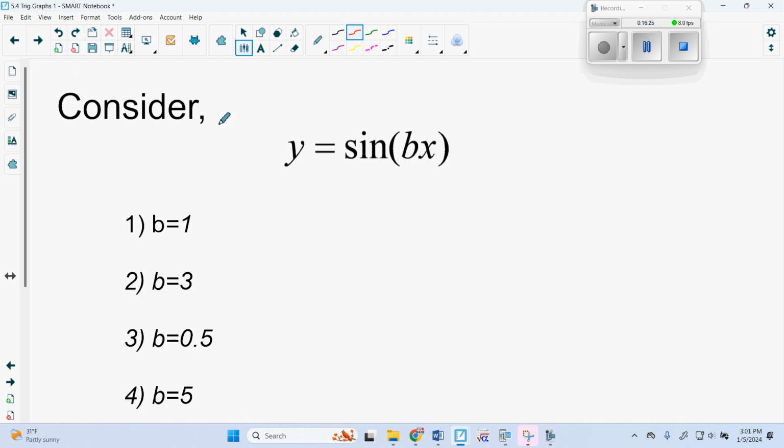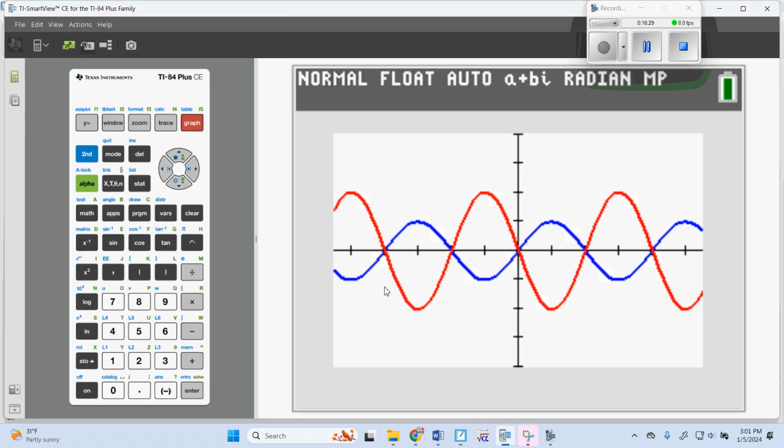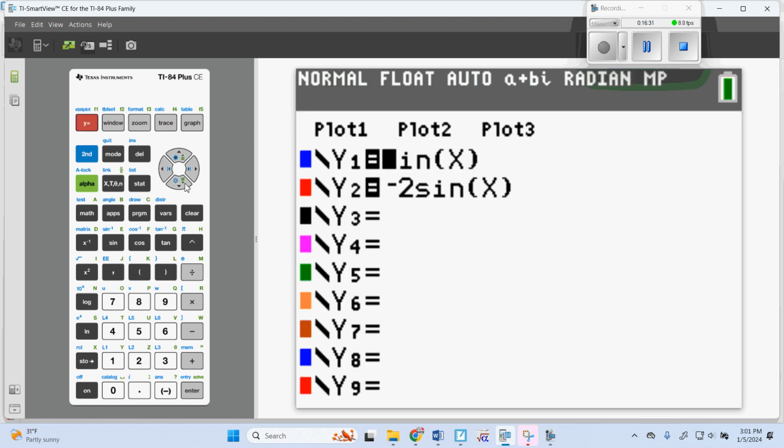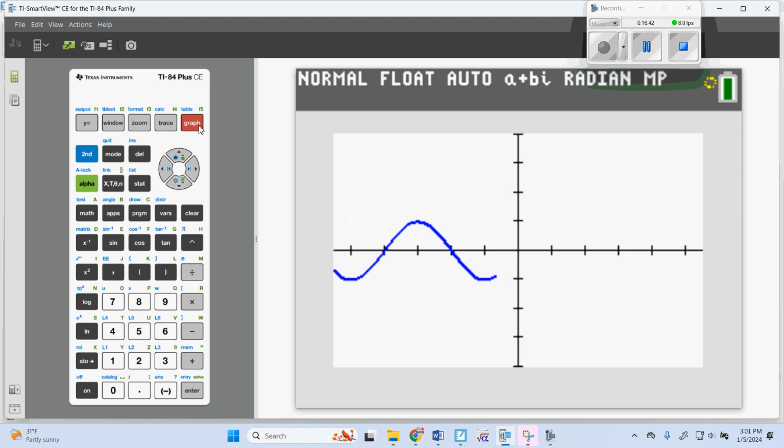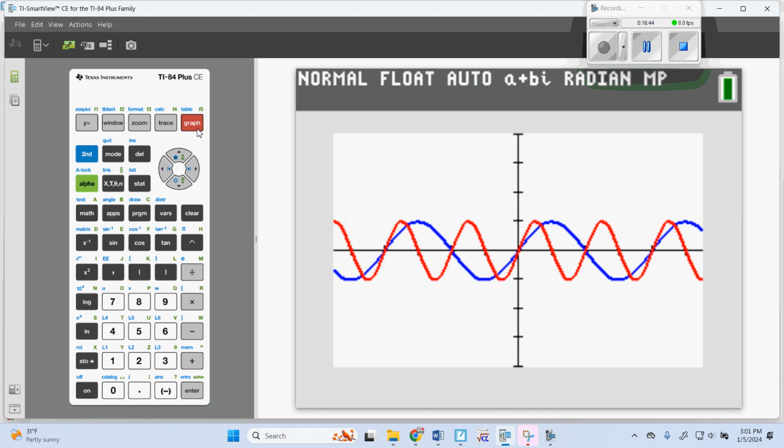The second thing we want to talk about is what happens if we put a number here. So let's go back here, and let's change this to sine of 2x. And see what this does to our graph. If I graph this, it does that.